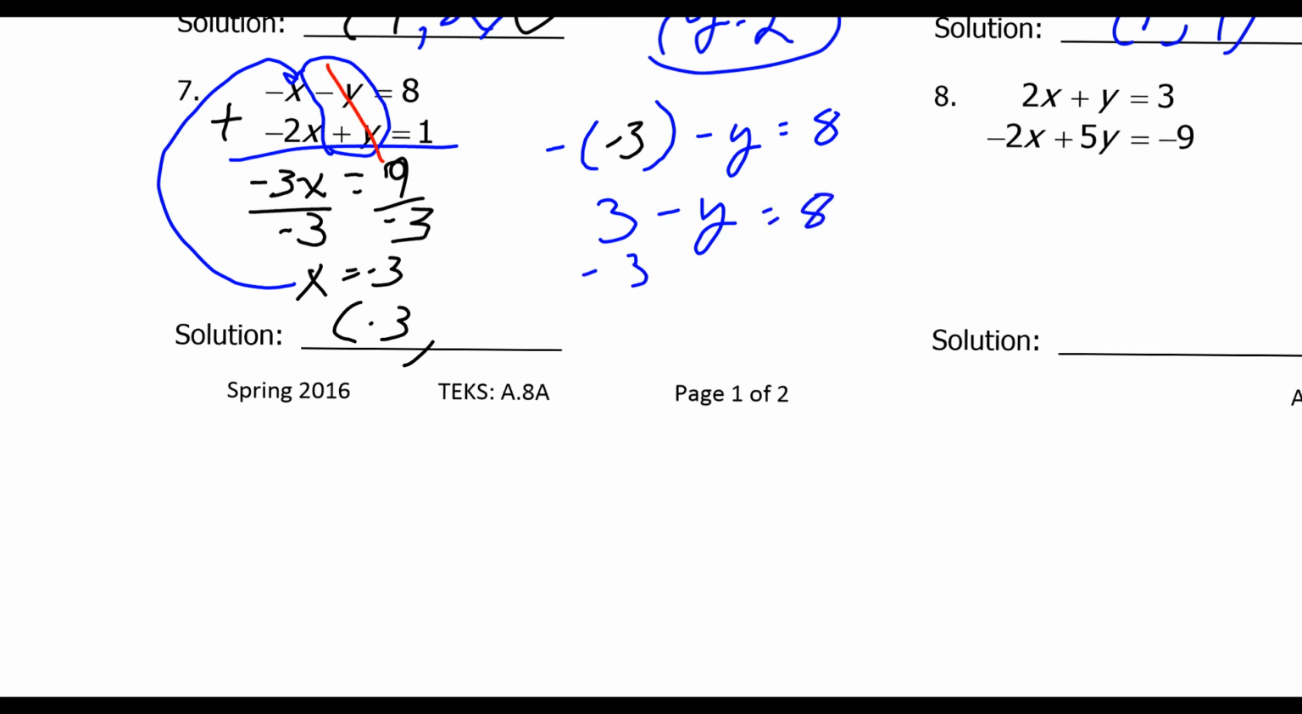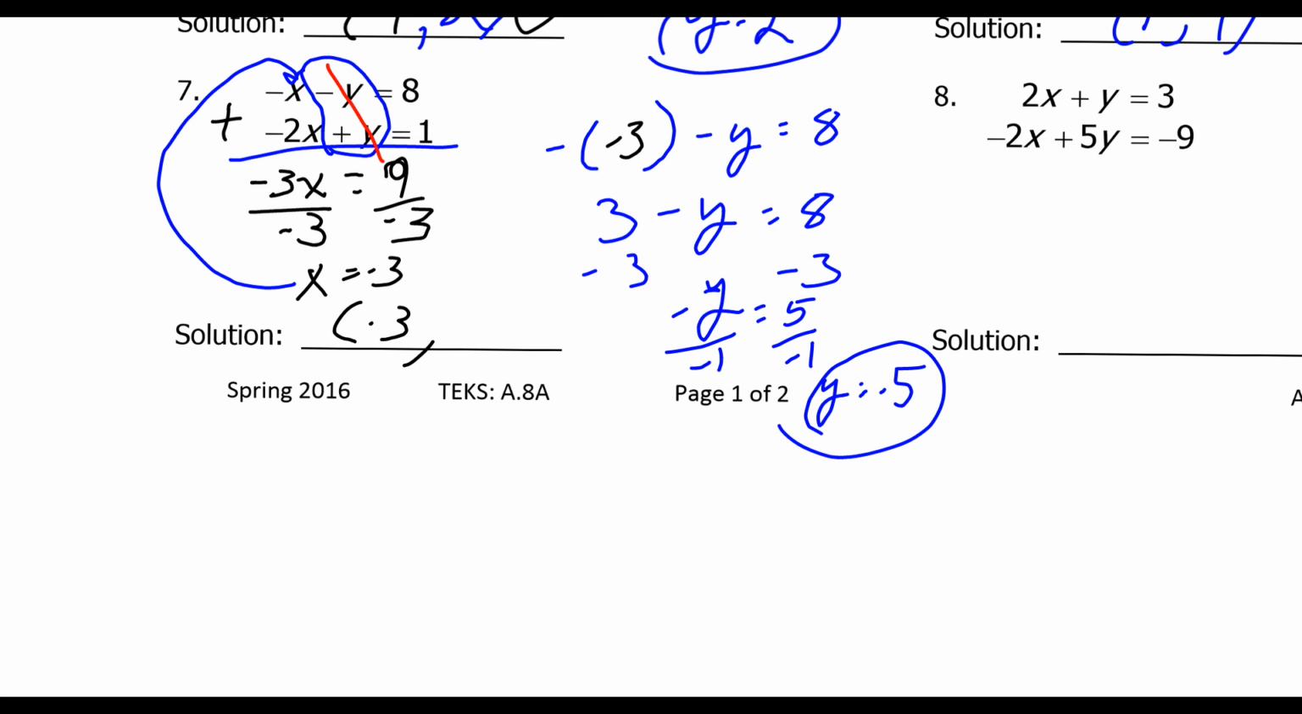We subtract 3 from both sides and we got negative y equals 5. Divide each side by negative 1, and y equals negative 5. So negative 5 goes there. And that should be a negative 3, just to make that a little bit clearer.